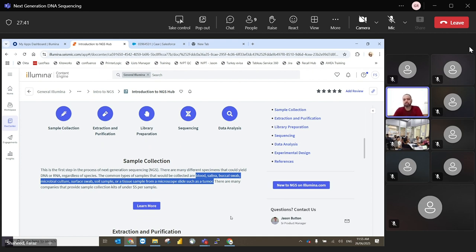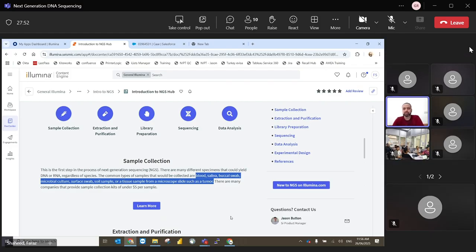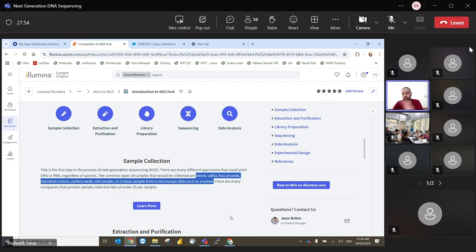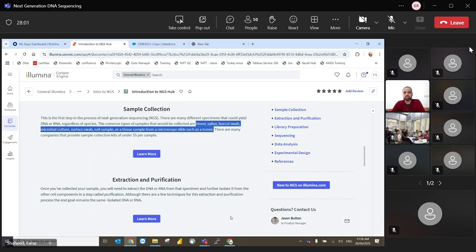So first thing you should understand is that DNA comes from the sample. It could be from any source. It could be microbe, it could be a viral genome, it could be a human genome, or any animal or plant genome. So the next generation sequencing scope is both in humans and non-human samples.